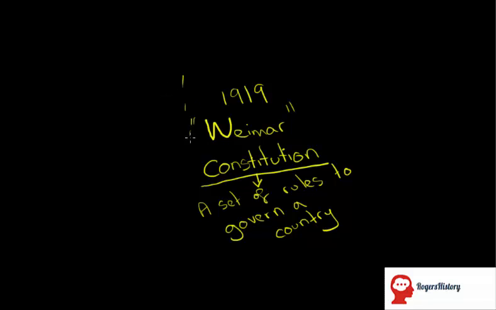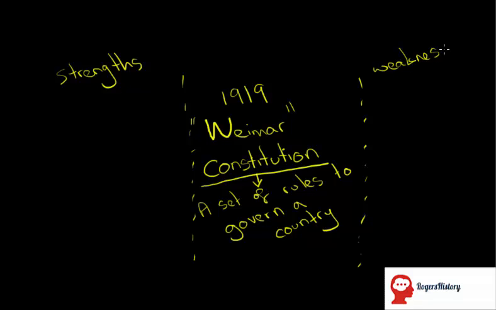Now, unfortunately, with every set of rules that you write, whether it's in a school, whether it's at home, whatever it is, there's going to be rules that work, and there's going to be other rules that perhaps don't work. So there's going to be strengths to the Constitution, but there's also going to be weaknesses to the Constitution as well. One of the major strengths of the Weimar Constitution was the fact it was very democratic.